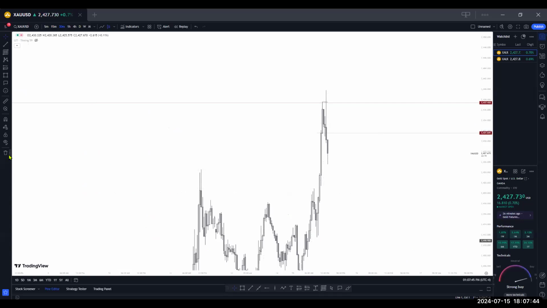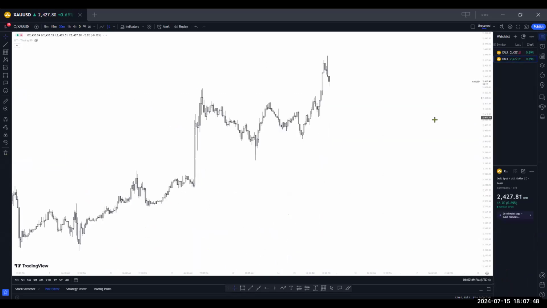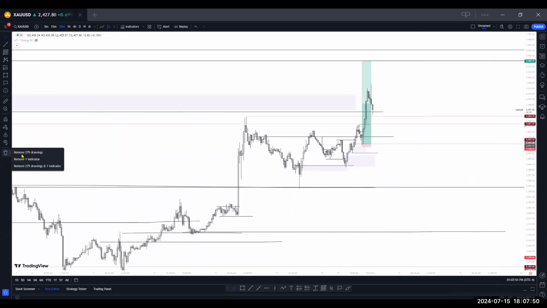Oh, I missed the sell. Goodness. All right. So let's see. The daily chart is much more important than anything for gold. All right. So let me take this off.